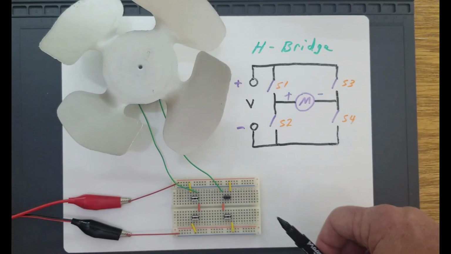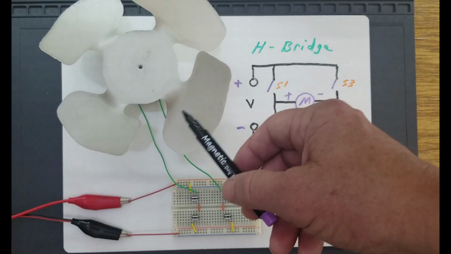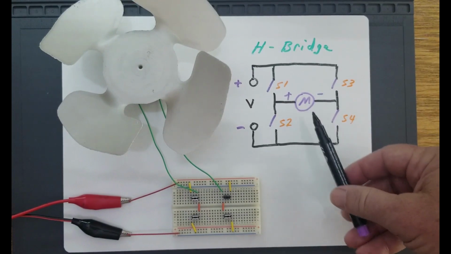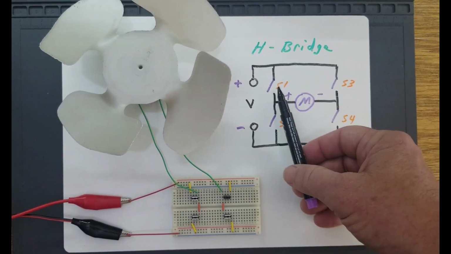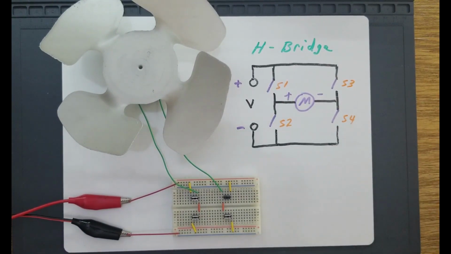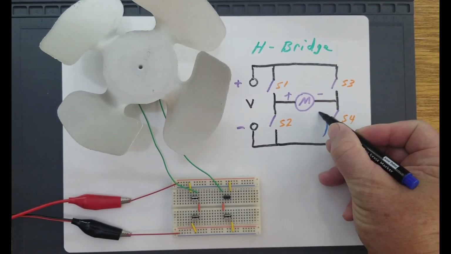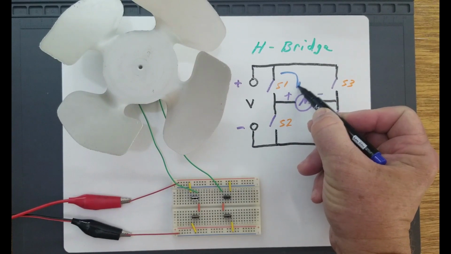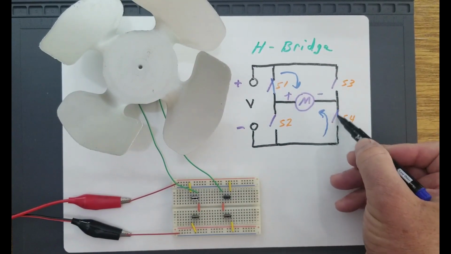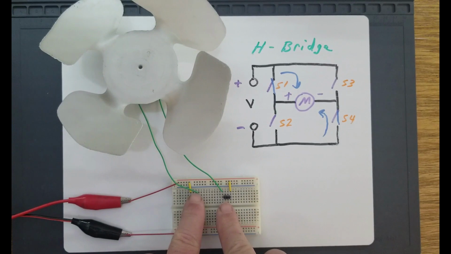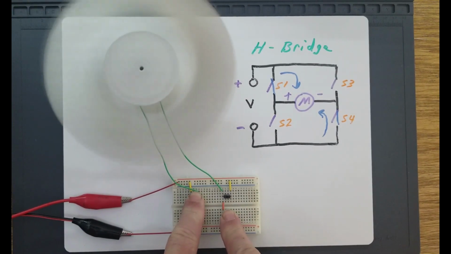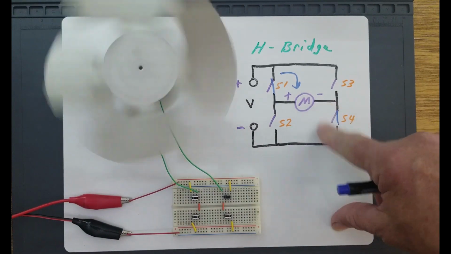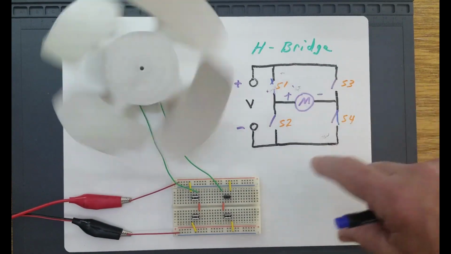On this circuit board I've got 4 switches, a DC motor and a blade, and a 12-volt source. If I wanted to cause this polarity right here, I would simply close switches S1 and S4, and we would have the negative side appearing here and the positive side appearing here by closing these switches. So by closing switches S1 and S4, the motor turns clockwise.